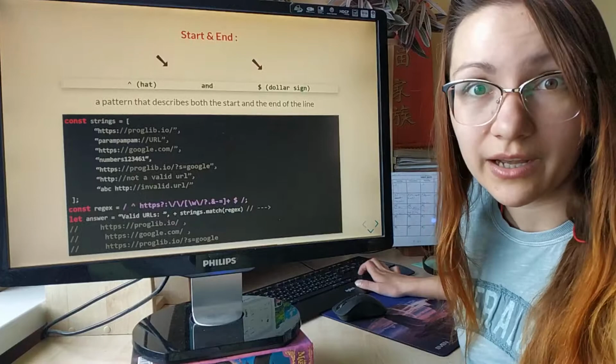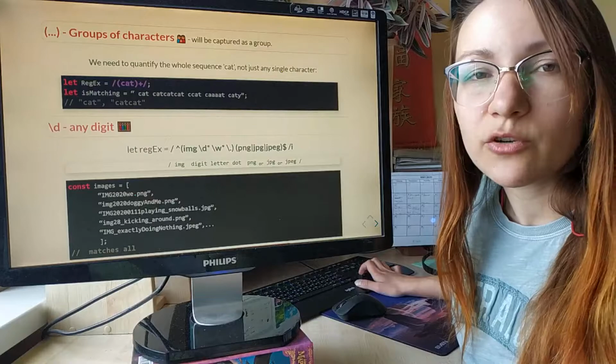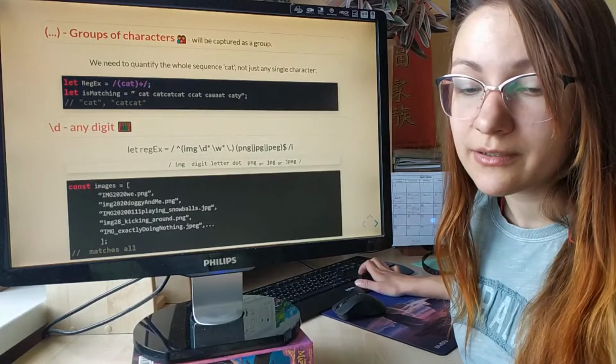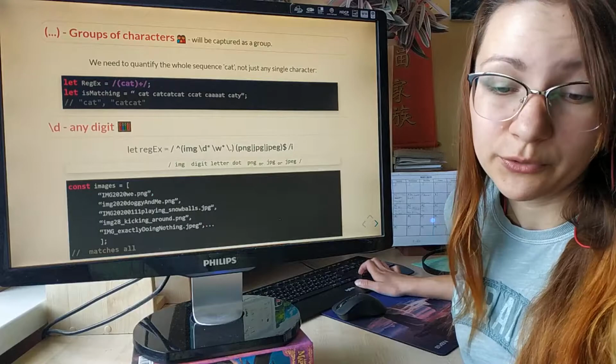Okay. Regular expressions allow us not just to match text, but also to extract information for further processing. Using groups of characters, which consist of parentheses and metacharacters, you can capture the required text. Any pattern inside a pair of parentheses will be captured as a group. So it's very useful.